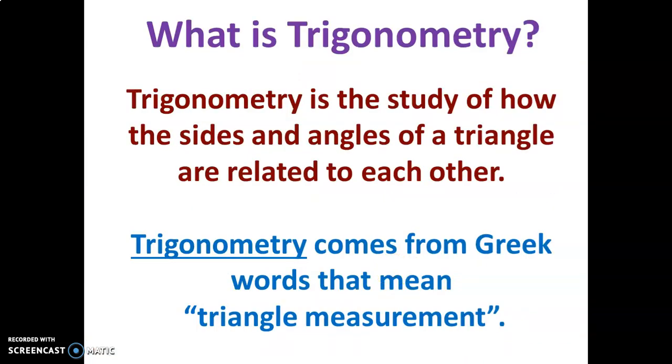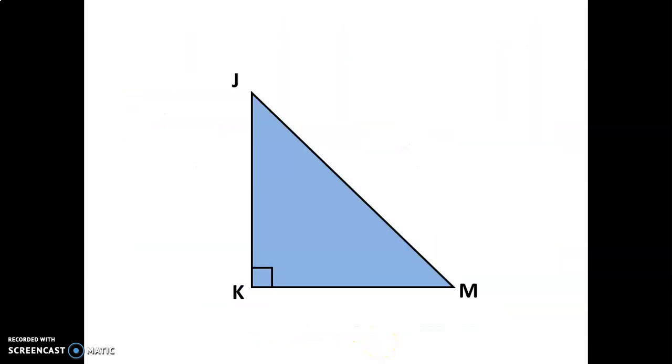First of all, what is trigonometry? Trigonometry is the study of how the sides and angles of a triangle are related to each other. Trigonometry comes from the Greek words that mean triangle, measurement. Let's begin with the basics.